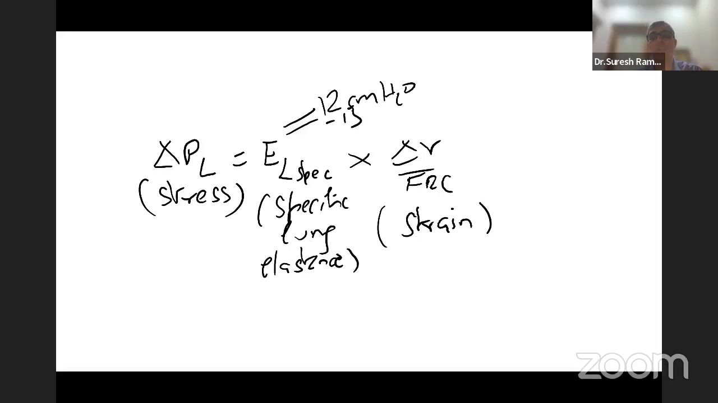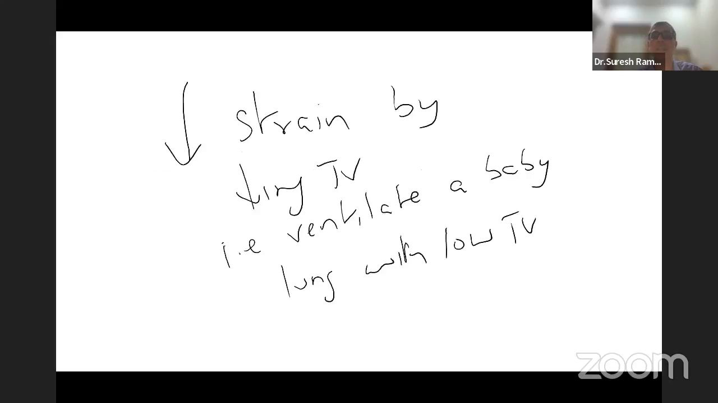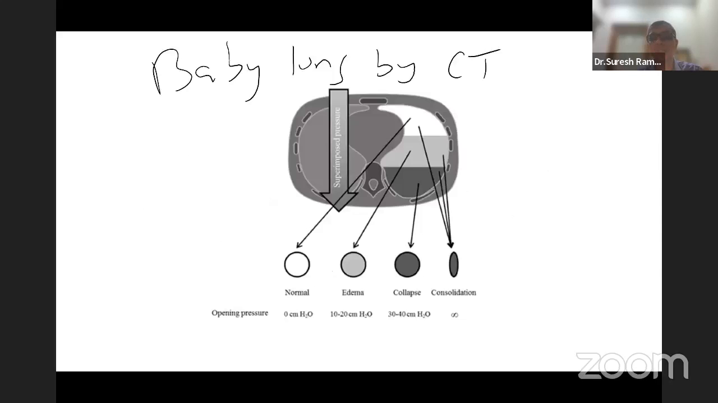That's why we call it a baby lung, because the FRC of an ARDS lung is the same as that of a 5-year-old child. So that is how low the FRC is in a patient with ARDS. So you want to decrease strain by decreasing tidal volume. And as I said, this is the baby lung.